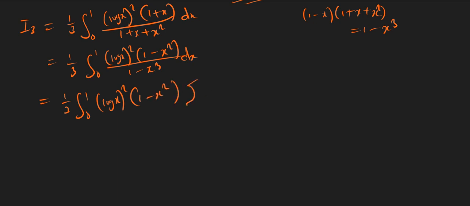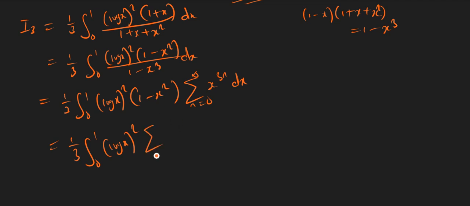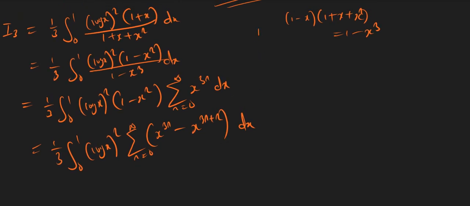Then you have the sum as n runs from 0 to infinity of x to the 3n dx accompanied with it. So which is 1/3 of the integral from 0 to 1 of (logarithm of x) all squared, then the sum as n runs from 0 to infinity of x to the 3n minus x to the 3n plus 2, then dx. Of course, the reason for this is because we brought this 1 minus x squared inside the sum. Yes, so then let's continue on this side.